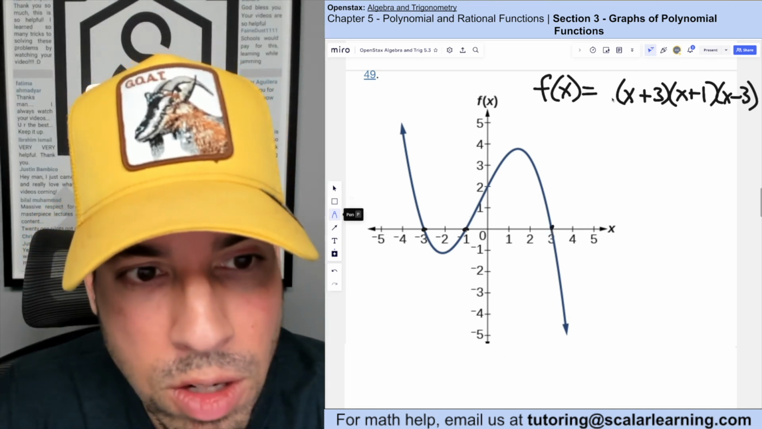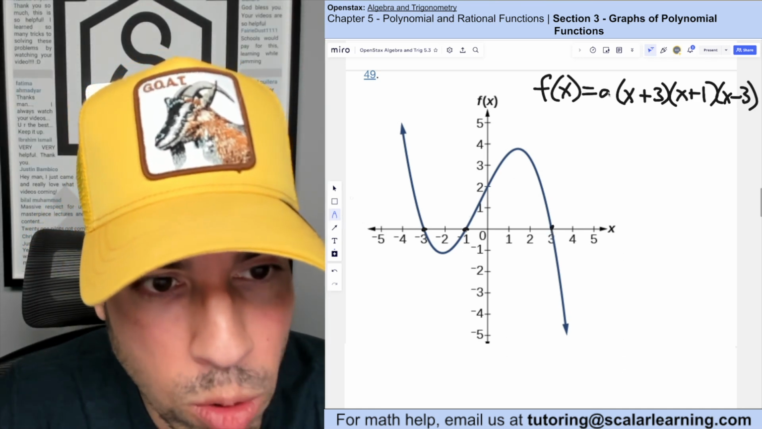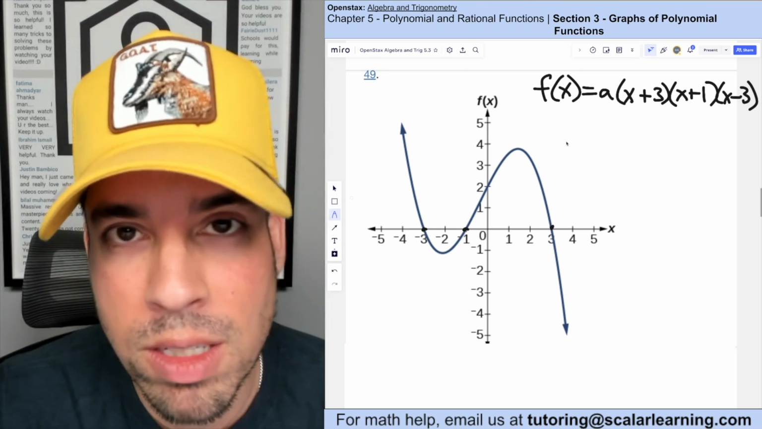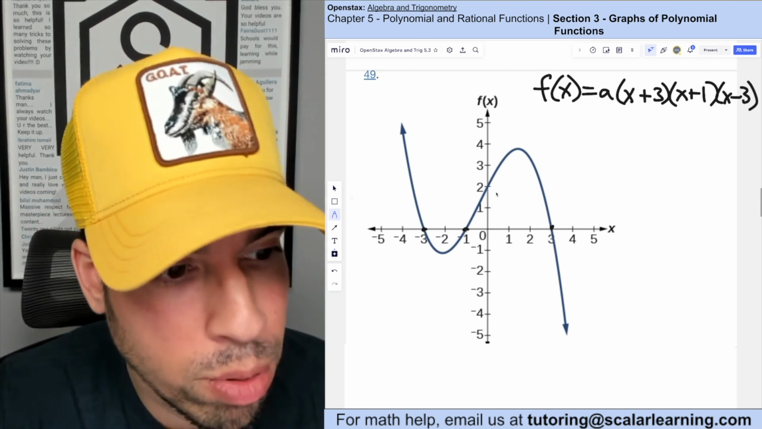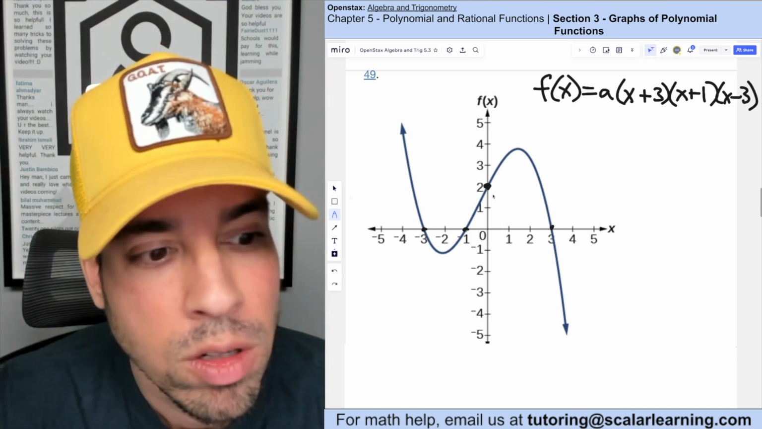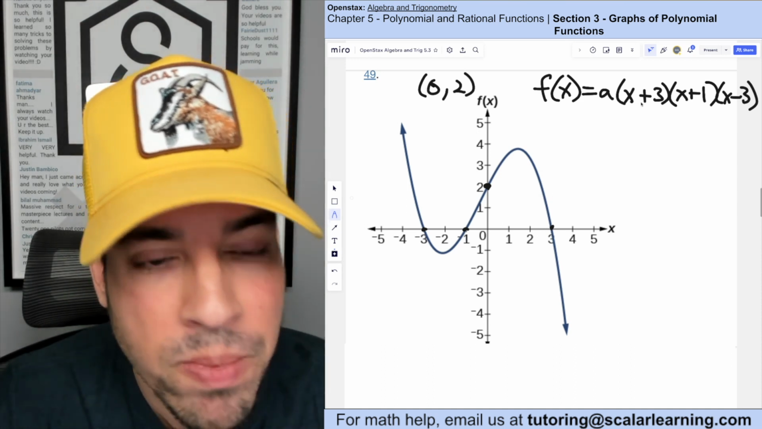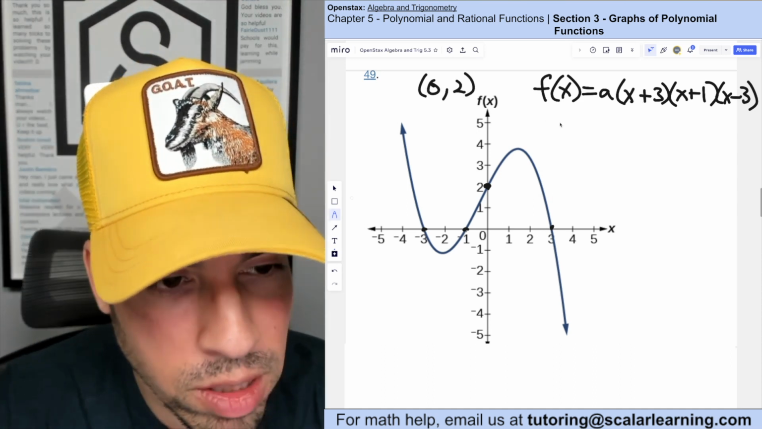Now, the last thing to note is that there could be some sort of a multiplier here, an a value. So let's just put in an a there. Now, how do we determine this a? Well, we actually have a third point that's really important. That's our y-intercept. So we can plug in that y-intercept of (0, 2), like so. 0 plugs in for x, 2 plugs in for the function value.